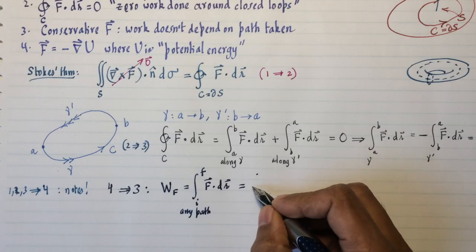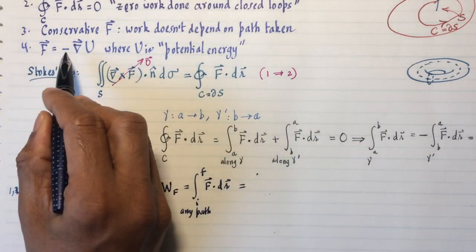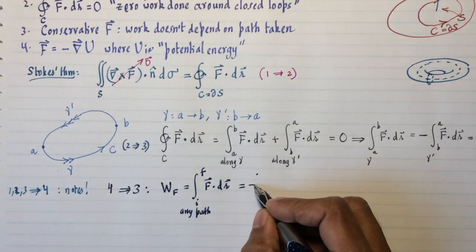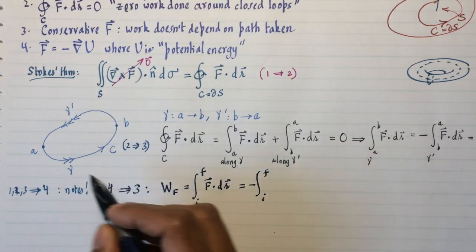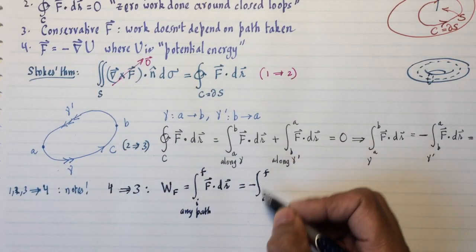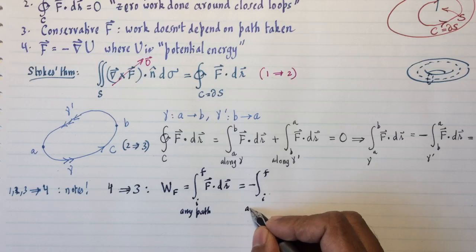Well, since I'm given that f equals negative gradient of the potential function, I'm going to get the negative sign outside. i to f. i to f could have been A to B. I'm just using i to f of any path.